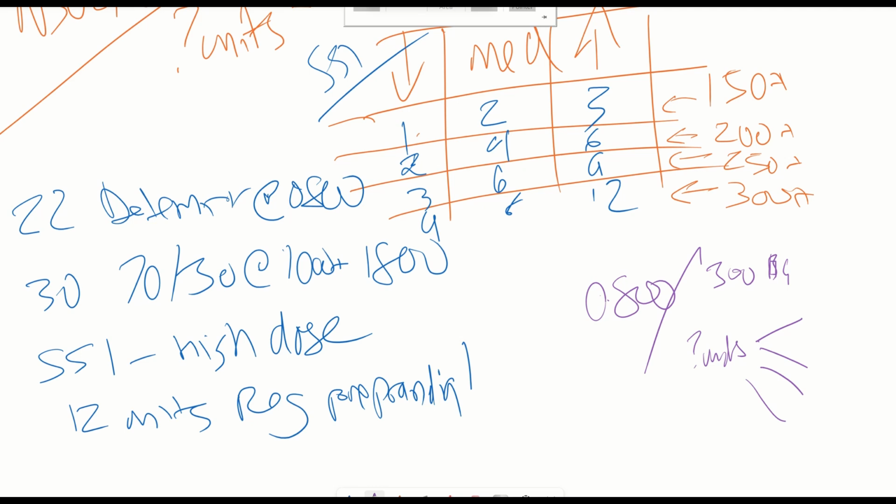Let's say, I didn't define it, he's getting sliding scale high dose aspart. So how much aspart is he getting? Sugar's 300, so he's getting 12 units of aspart. Okay, he's getting 12 aspart, and then how much 70/30 is he getting?